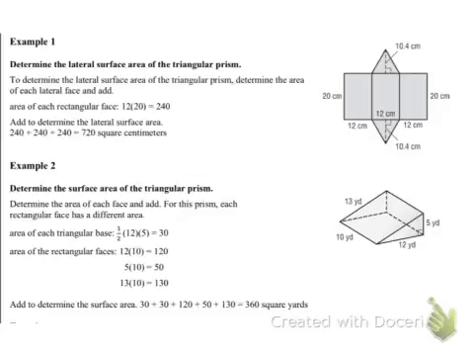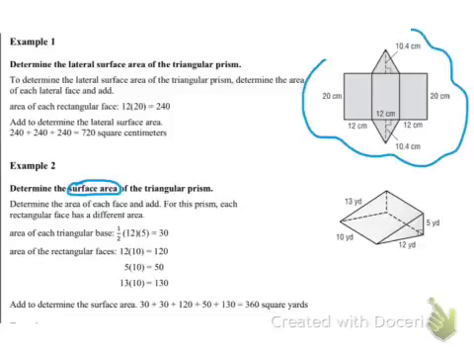Okay, so in example 2, now we're looking at the surface area. So this is talking about total surface area. Okay, this one is not in its net form. It's much easier when it's unfolded. This is called a net. So it's much easier when we see it in its net form because now what we have to be able to do is kind of break this down into its individual faces.